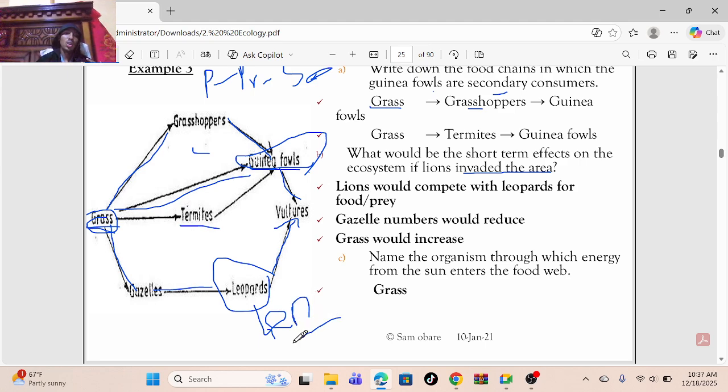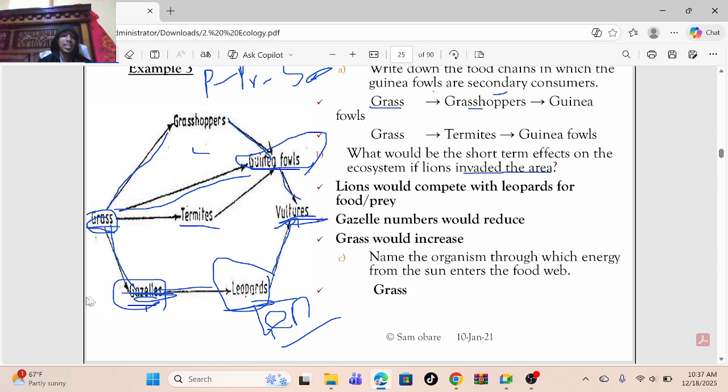Lion itakuja hapa. So lion and leopard, zikipatana wana compete on these gazelles. So what will happen to these gazelles? Unaangalia zote, unaangalia both sides: hii side, hii side, hii side, na hii side, zote kati, both right hand and left hand. What will happen on that?